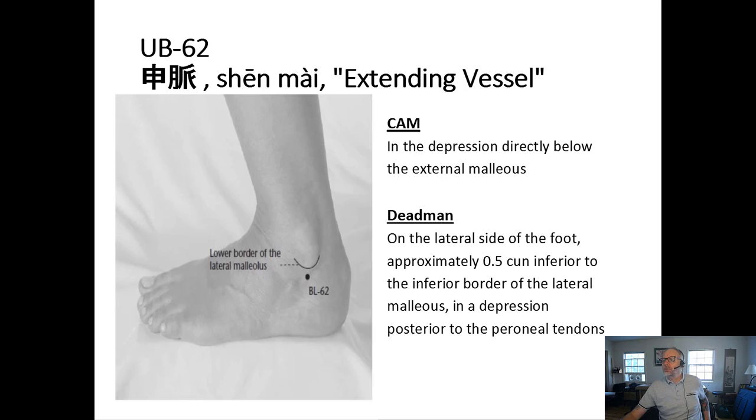UB62. On the lateral side of the foot, approximately 0.5 cun inferior to the inferior border of the lateral malleolus in a depression posterior to the peroneal tendon, right? It's a mirror image of kidney 6. So what I like to do is put my hand on the sole of the foot and begin to rotate that ankle joint to see how much space I have in between that peroneal tendon versus where the bone is. A little bit better of a placement.